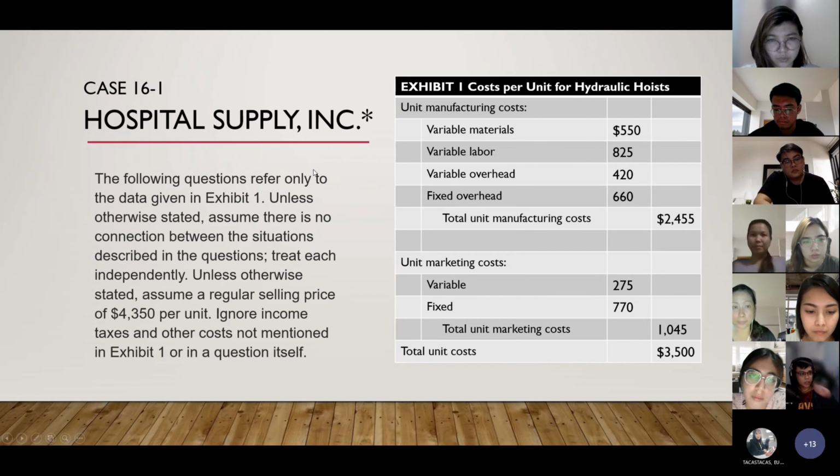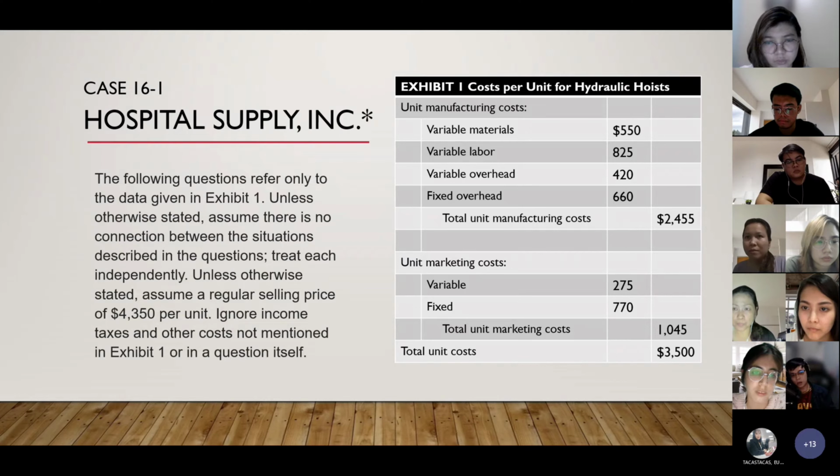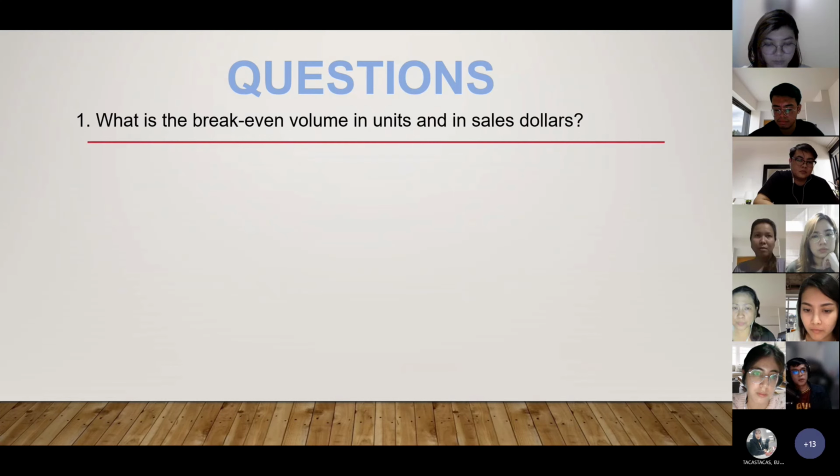So instructions. The following questions refer only to the data given in Exhibit 1. Unless otherwise stated, assume there is no connection between the situations described in the questions. Treat each independently. Unless otherwise stated, assume a regular selling price of $4,350 per unit. So this is going to be our selling price. Ignore the income taxes and other costs not mentioned in Exhibit 1 or in a question itself. So question number 1. What is the break-even volume in units and in sales dollars?